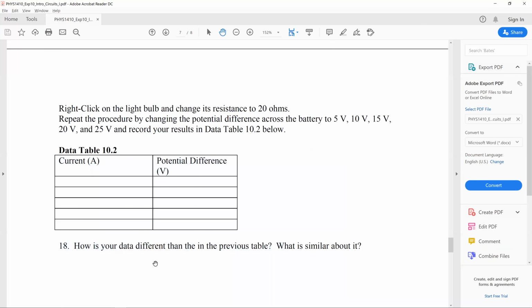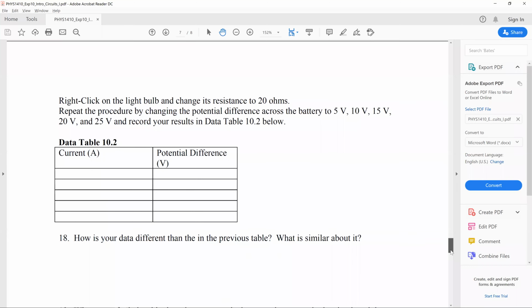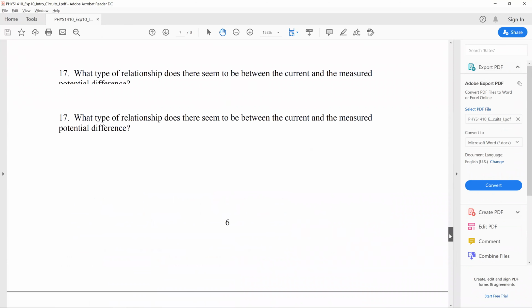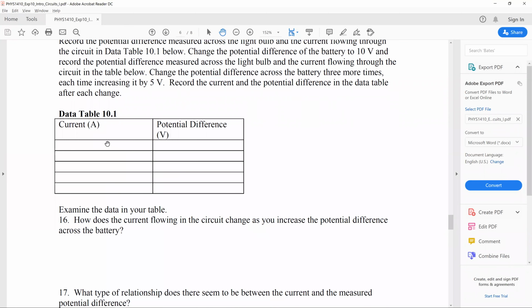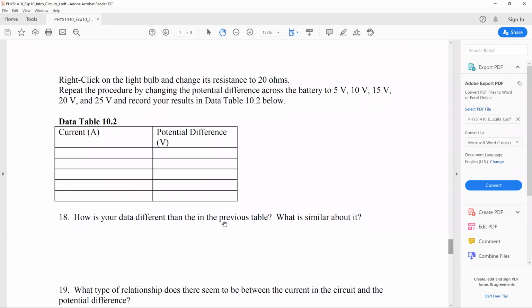So you're going to be comparing your results here to the previous table. Your potential difference column is going to be exactly the same, but your current column should be different. There will be a similar behavior. If you notice, my current was going up as my voltage went up there. My current is still going to go up as the voltage goes up here, but probably by not quite as much.